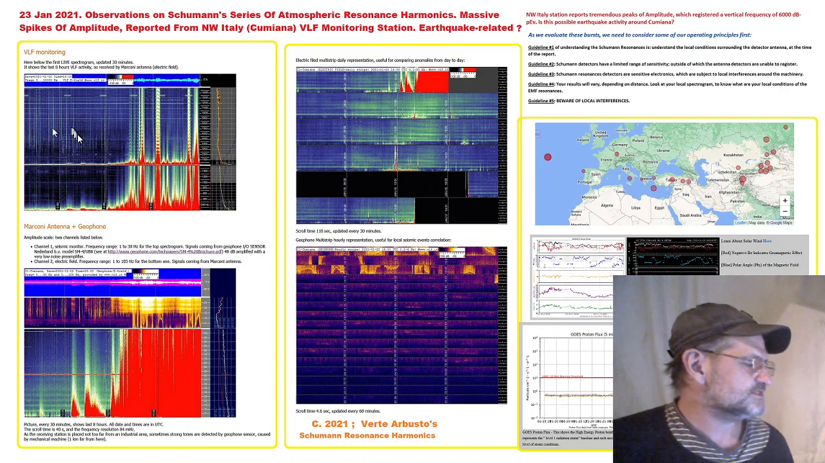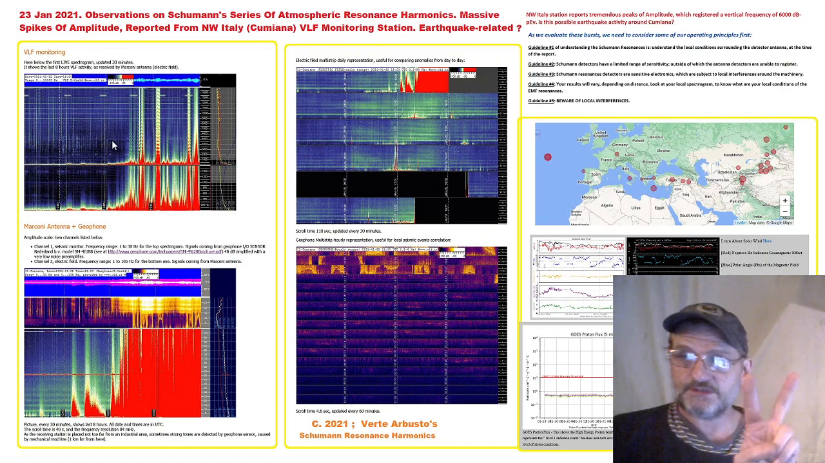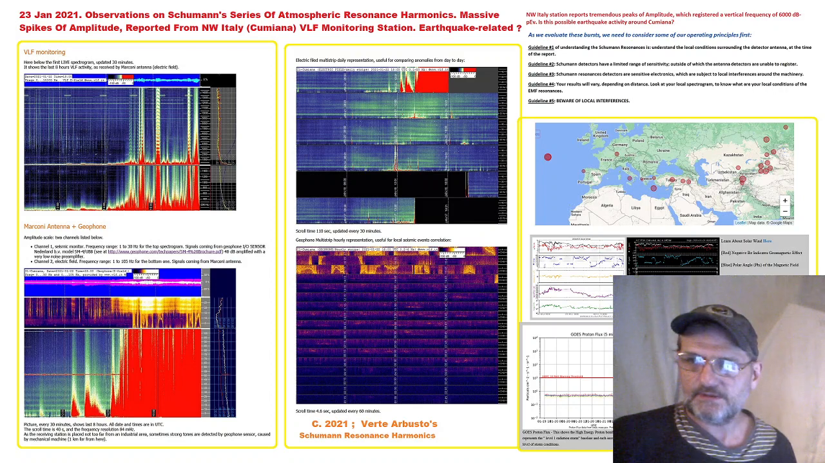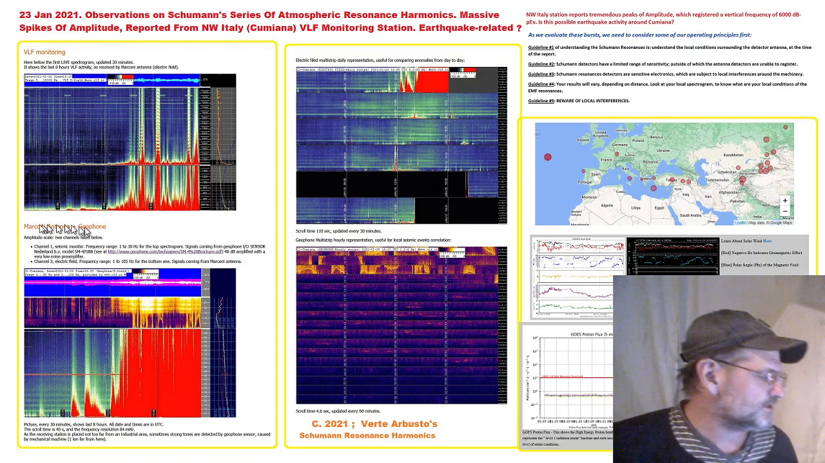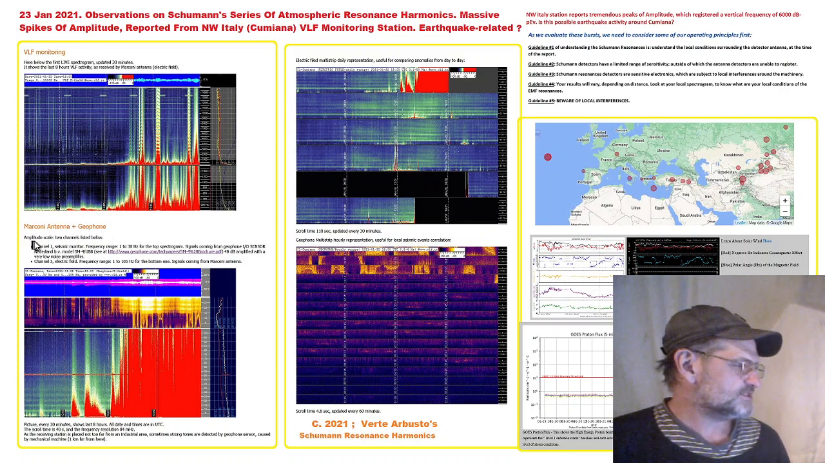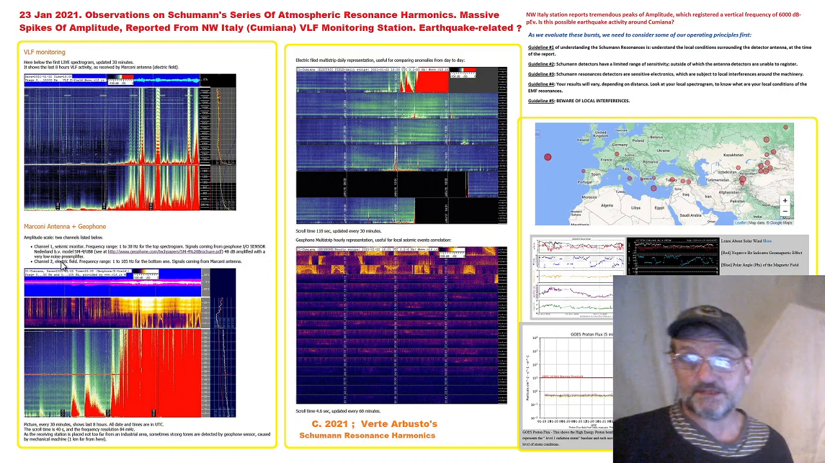All right, so this is the VLF with two scales. I show that to you. Below that, this one here is the Marconi antenna and geophone. It says amplitude scale, 2 channels listed below. So it says 2 channels.